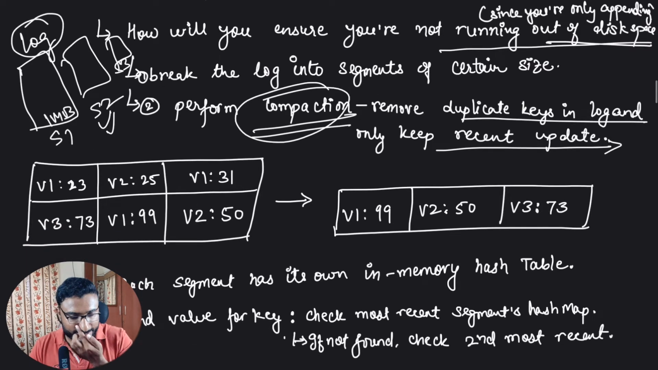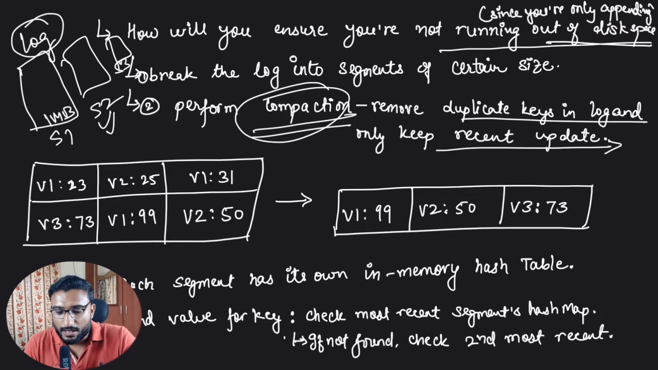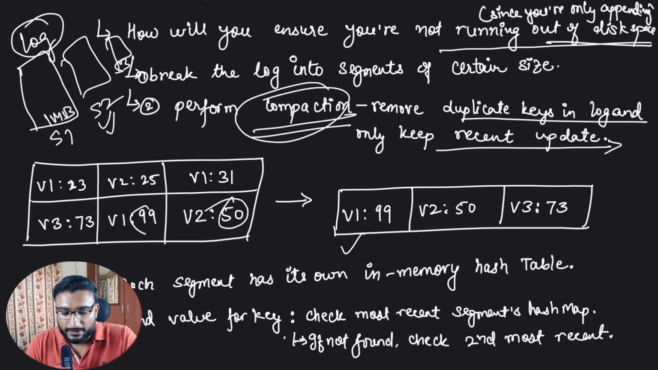If we talk about one example, let's say these are your videos: v1 23, v2 25, v1 31, v3 71, v1 91. So if we talk about the final update, or the recent update which we want, for v1 it's 99, for v2 it's 50, ठीक है, and for v3 it's 73. समझे बात?